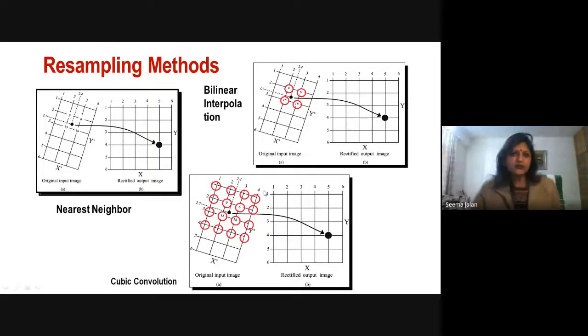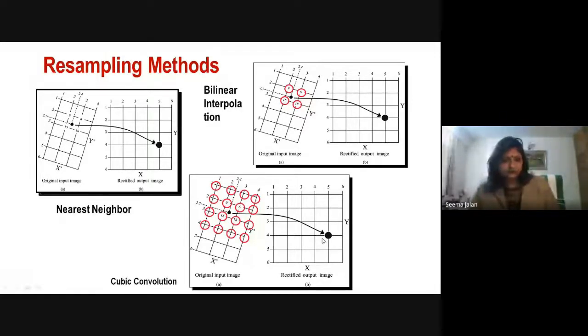In another method, we calculate a weighted average weighted by distance, of all these 4 pixel values, and put the weighted average here. In the cubic convolution method, we calculate a distance weighted average of 16 pixels around this location, and you put it here.